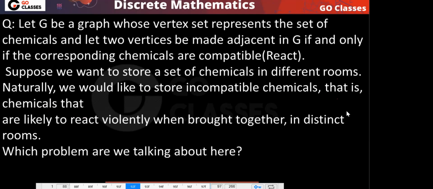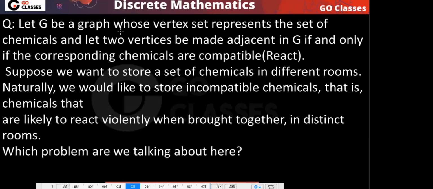Independent set. Very good. Here actually we are talking about independent set, because what this question is saying is that there are some chemicals, like let's assume these chemicals are reacting. Let us assume that C2 is reacting with C4 and C2 is reacting with C5, and let us assume this is the scenario.